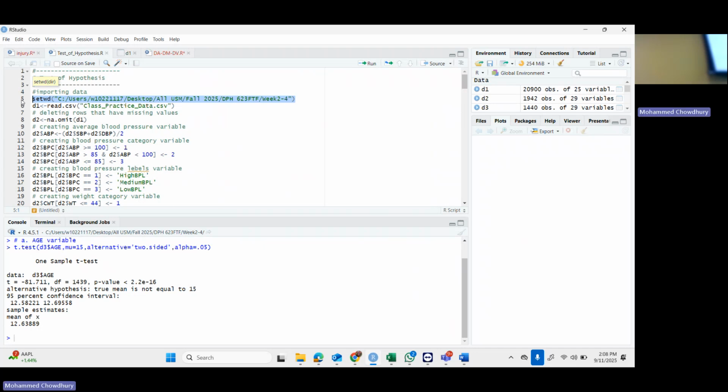In a Mac computer it is different. Yeah. Okay. Everyone is okay, right? Good.